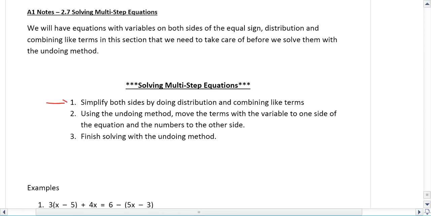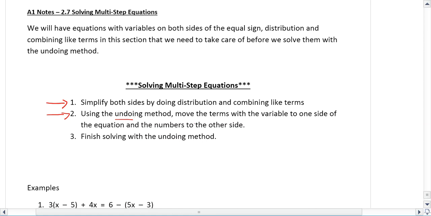Step 1 says simplify both sides by doing distribution and combining like terms. So that we already learned. But now we take a look at it. We're going to have numbers on both sides and letters on both sides. Using your undoing method, because not only can you add and subtract numbers to both sides, you can add and subtract x terms. For instance, you can add a 4x to both sides or subtract a 10y from both sides.